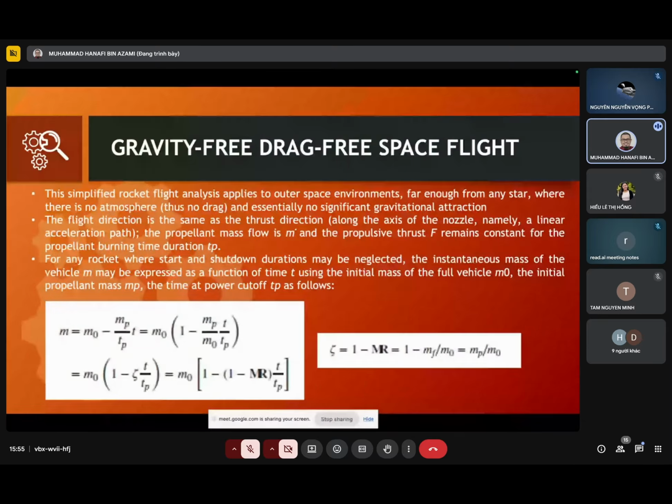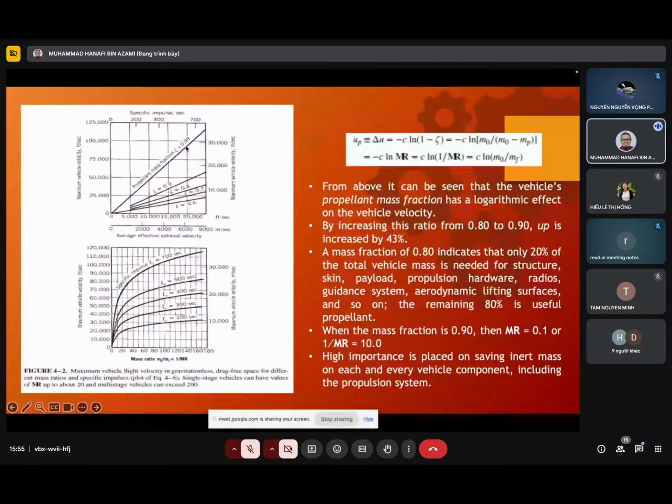So if you look at the diagram, if you bring more fuel, you can have a high maximum vehicle velocity. But of course, you cannot have 100%, because you need to carry the structure, the tank, and so on. So as zeta increases, the thrust increases, the maximum velocity increases, and the effective velocity also increases. And of course with higher zeta, you can have higher specific impulse. That's number one.